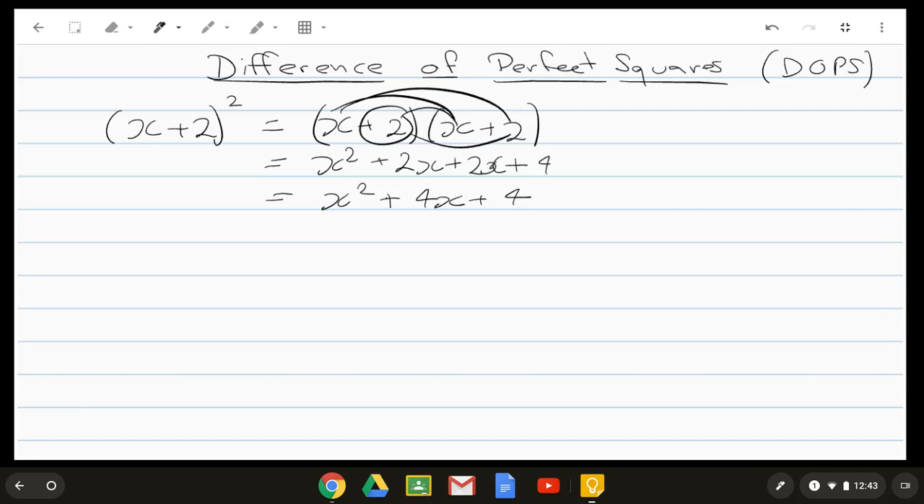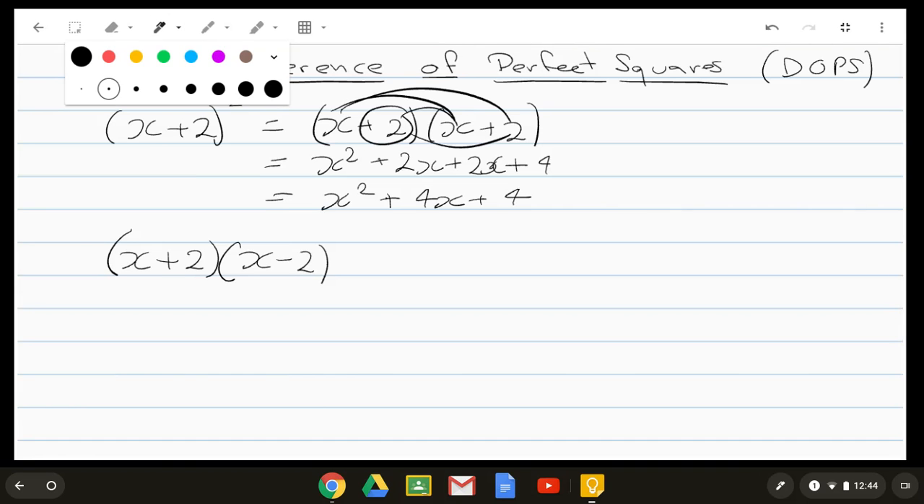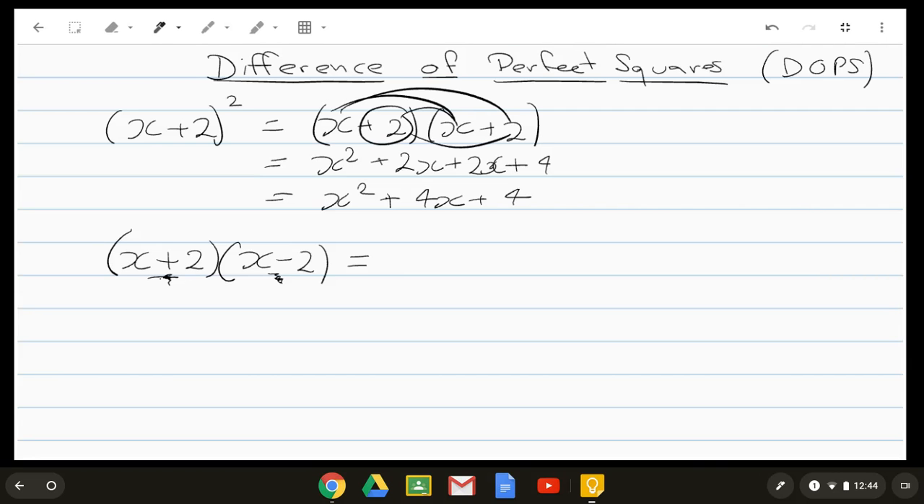Now the difference of perfect squares, now difference implies that both sets of brackets aren't the same, and that's what it is. If I have x plus 2, and then I'm going to go x minus 2. So both brackets are basically the same, except that the sign is different. So a plus in one bracket and a minus in the other. Doesn't matter which way around, but as long as they're different.